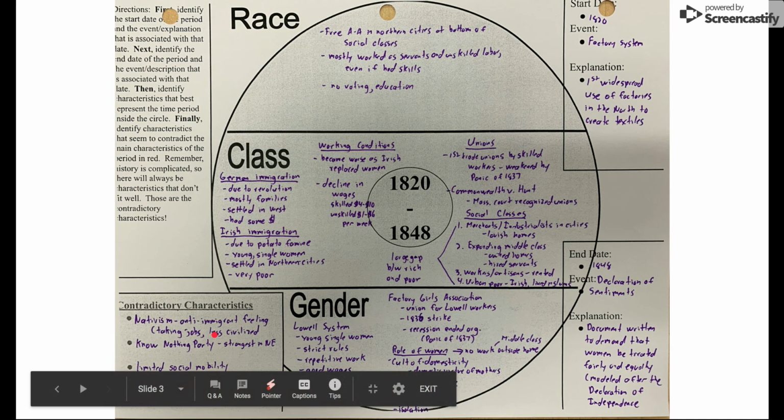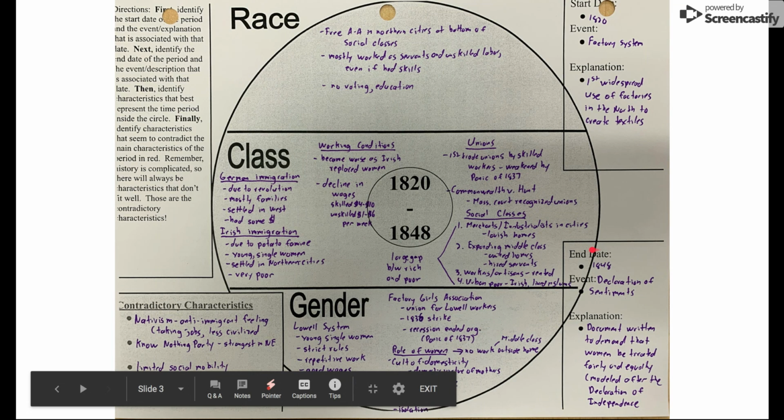Now, this time has some contradictory characteristics. The most notable is a feeling of nativism, anti-immigrant feeling, because immigrants were taking jobs and were seen as less civilized. You also have the Know Nothing Party, which developed and was strongest in New England, and they are a nativist party. And there was very limited social mobility for people. You couldn't really rise up from being poor to rich. You might become more skilled over time, but you wouldn't have a lot of room to move up.